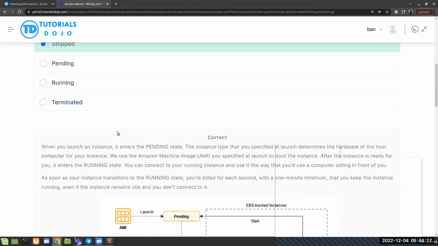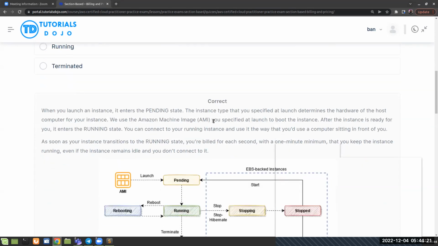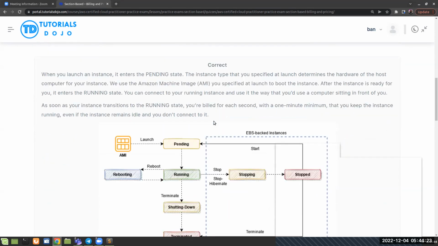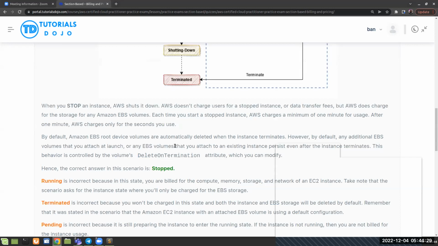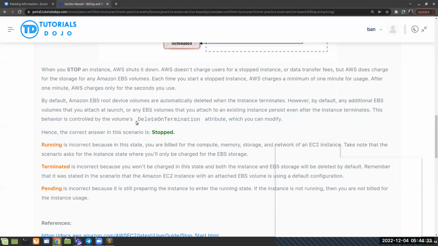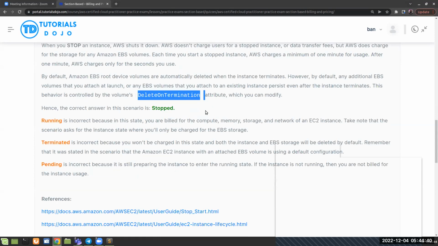The key thing to remember is that once you stop an instance, you still pay for the storage. If you terminate the instance, by default, the EBS volume is also deleted. But if you change what is called the delete on termination attribute, so that when you delete the instance the volume still remains, then as long as the volume exists, you pay for it.